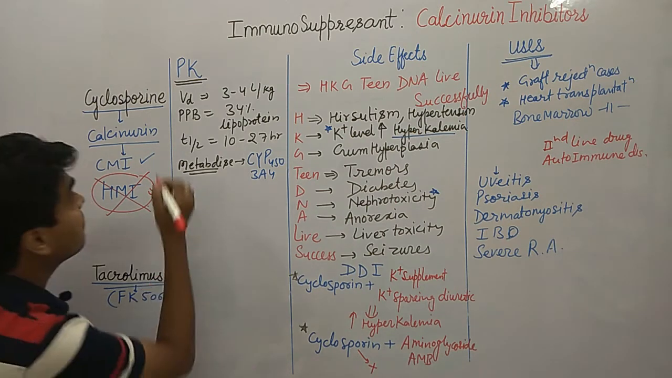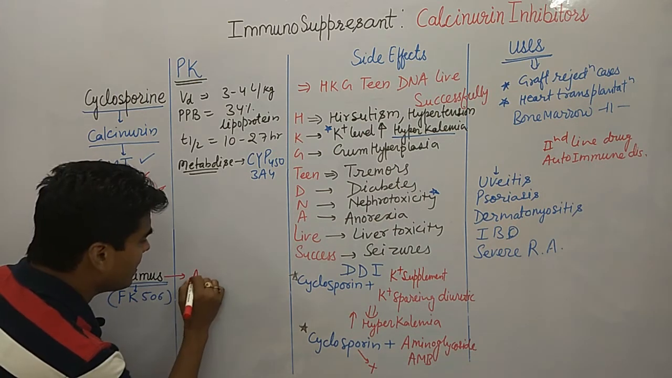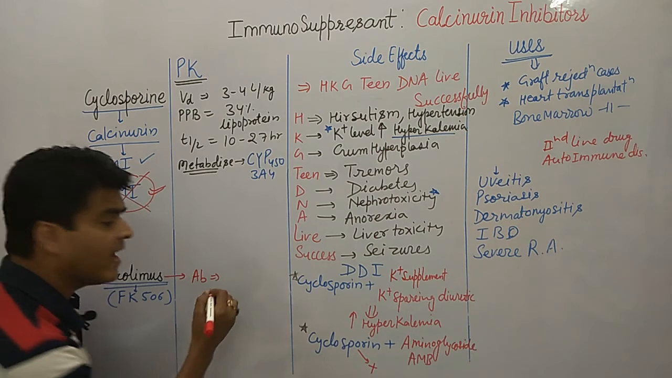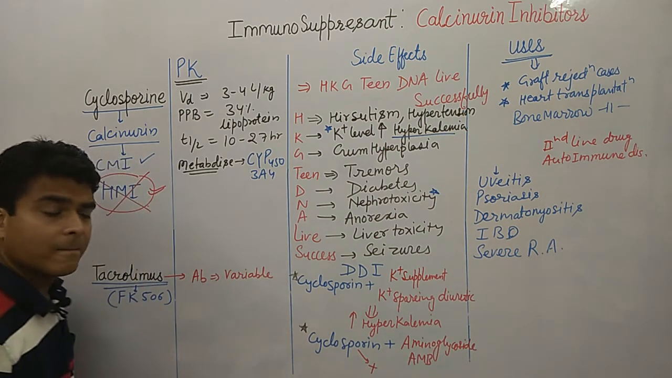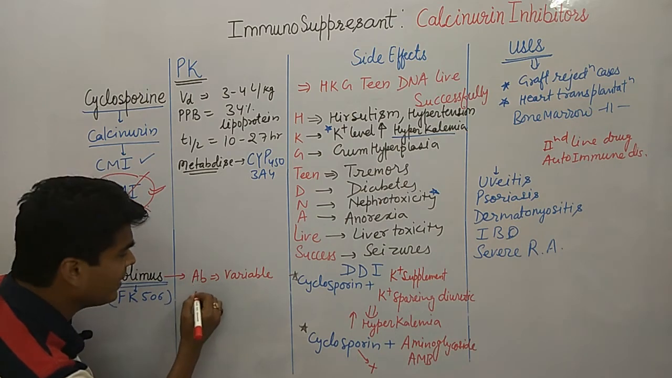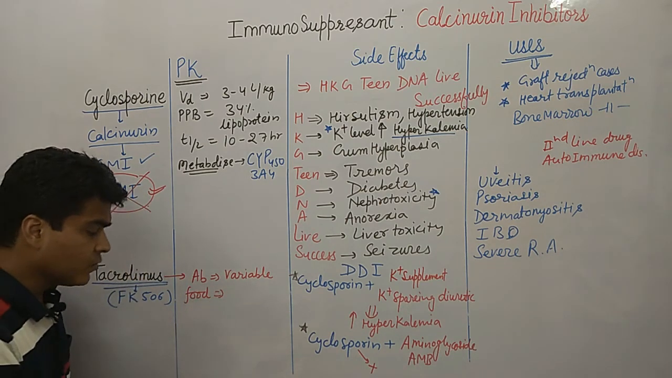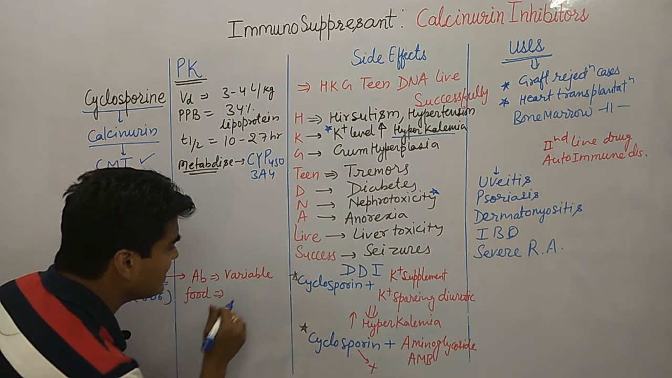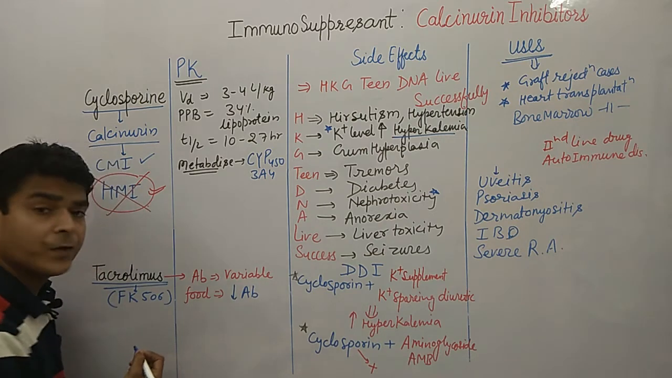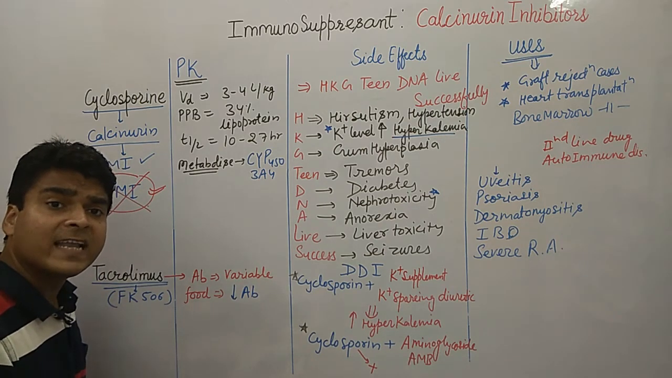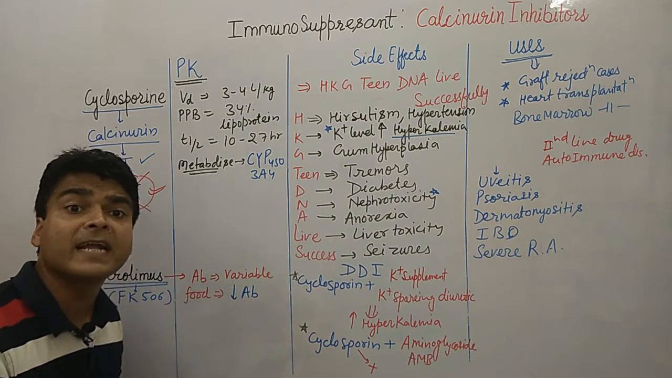Now looking at the pharmacokinetic parameters of tacrolimus, the absorption is variable. Further, food affects the absorption. Food may decrease the absorption of the drug. Due to the impact of food, if you are taking tacrolimus with food, then absorption may decrease.